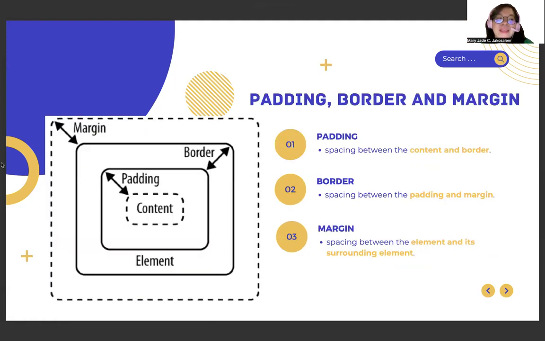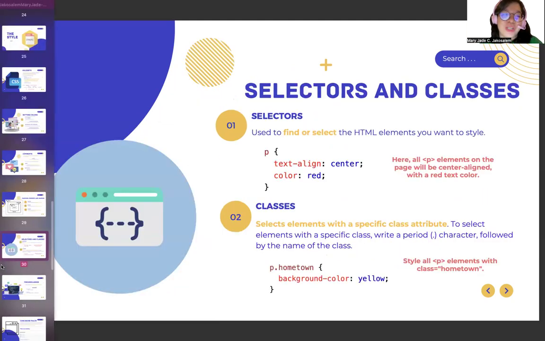Then we have the padding, the border, and the margin. So the padding is the spacing between the content and the border, just like what is shown here in the picture. A border is the spacing between the padding and the margin, this one. And the margin, lastly, is the spacing between the element and its surrounding elements. So this one. I guess this picture perfectly encapsulates the padding, the border, and the margin.